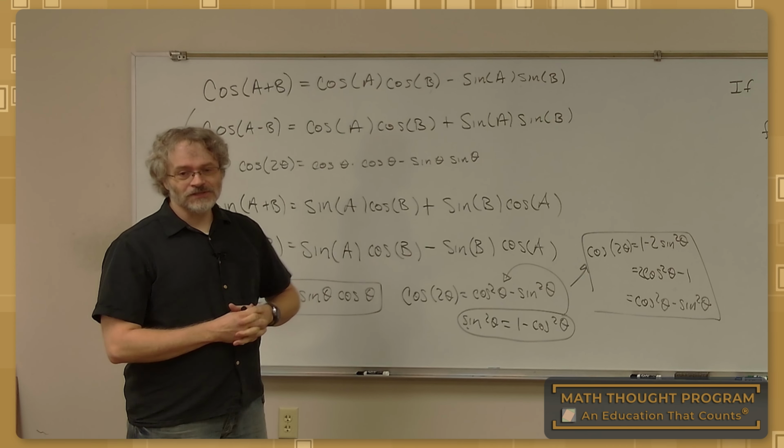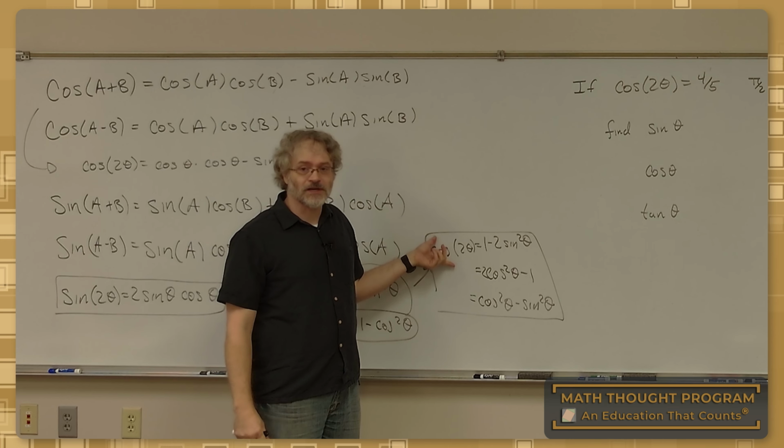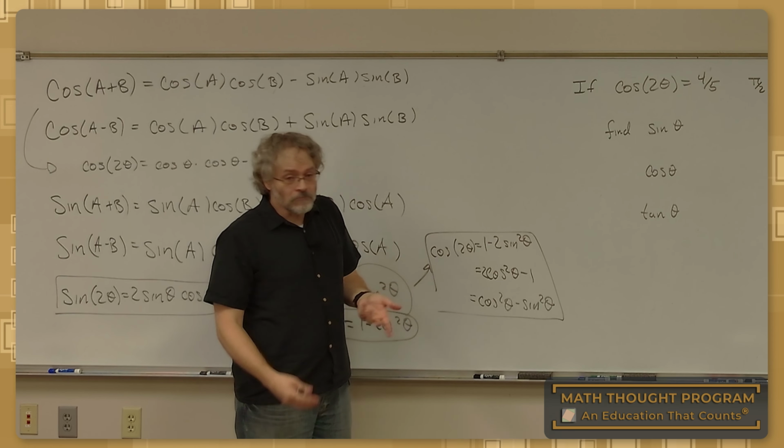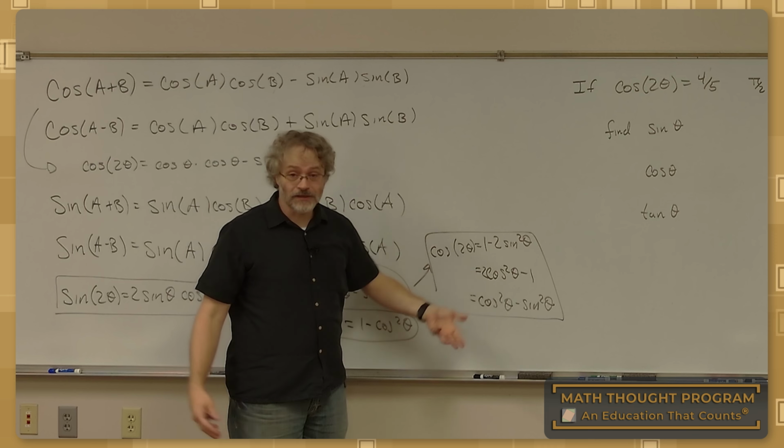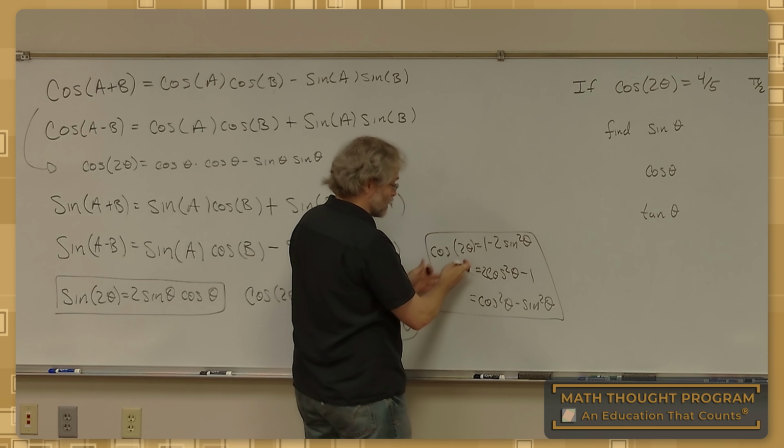Up here we see cosine of 2 theta. And right here I do see some identities for cosine of 2 theta. So it might just be natural to take one of these and go along with it. So I can take the 4/5 and I can drop it in.